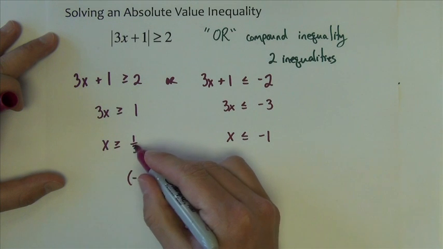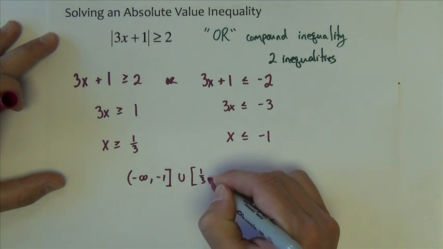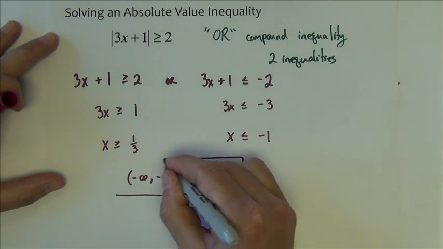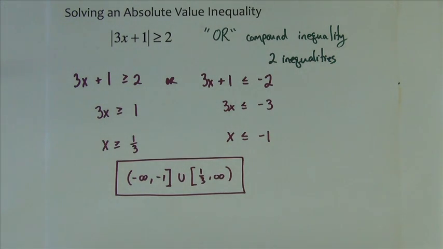The other one is all the x's bigger than 1/3, starting at 1/3, going to infinity. Now, seeing this on the graphing calculator screen might help make sense of that answer.